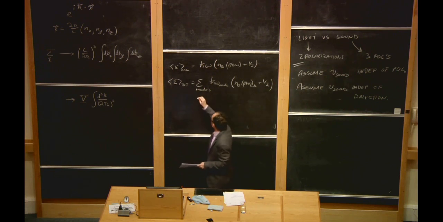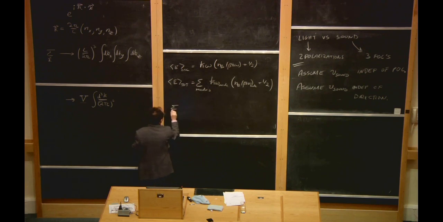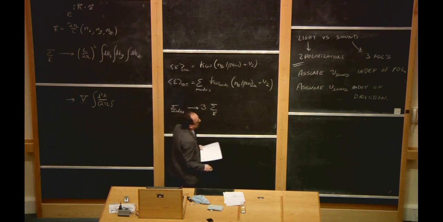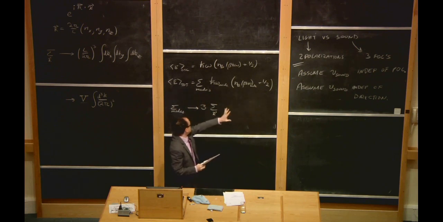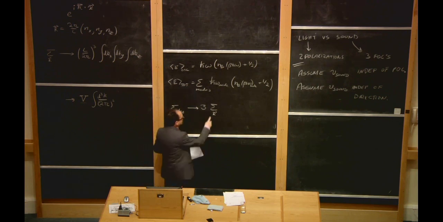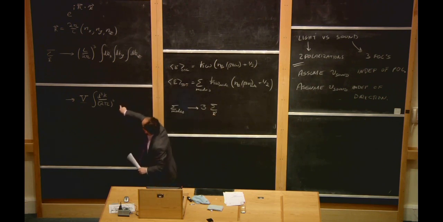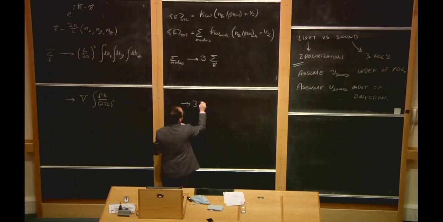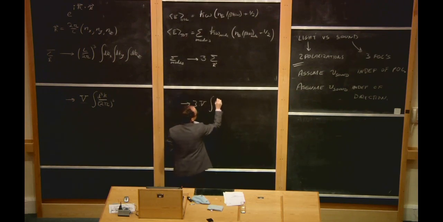So this sum over modes here is going to become the sum over all possible k vectors for our modes, but then times a factor of 3. The factor of 3 is from the 3 polarizations. We can have 1 longitudinal or 2 transverse polarizations. And then this sum, we're going to use this law here to convert it into an integral. So now we have 3 times the volume, integral d3k over 2 pi cubed.